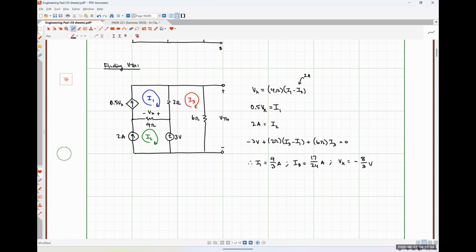So now that we know what those three mesh currents are, as well as the voltage Vx, how can we use that information to find our Thevenin voltage? Does anybody have any thoughts?